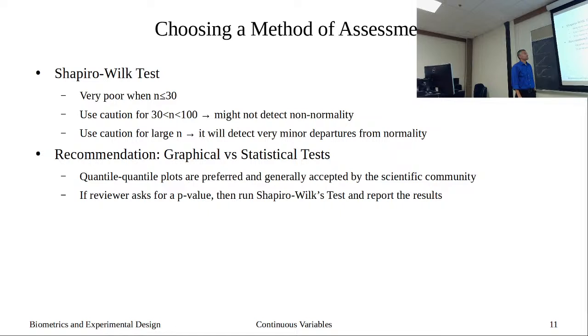So with Shapiro-Wilk, anytime you go less than 30, it's awful. If you've got a smaller sample size, don't even run Shapiro-Wilk. Use your quantile plots to check it out. My recommendation is always to run the quantile plots. Just use that, unless I tell you to run something else. Base your decision on that, and it's generally accepted by the scientific community across the board. But if you happen to have a reviewer or someone that says, "Hey, you need to report a p-value in order to convince me," then go ahead and run the Shapiro-Wilk test and report the p-value.